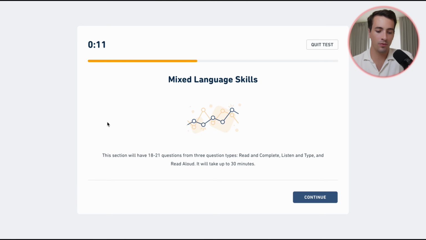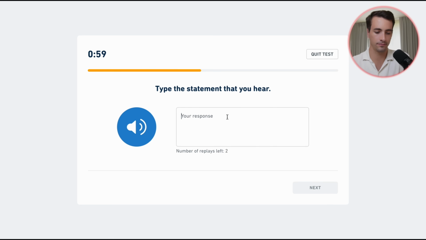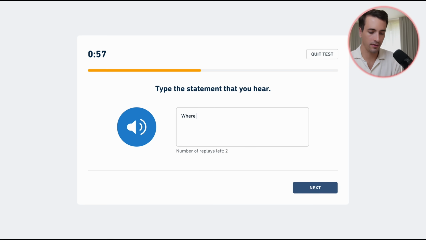All right, so now we move on to reading complete, listen and type, and read aloud in the mixed language skills section number 3. So those 3 question types are going to be mixed together in a random order. Where did you splash them? So the key thing with this one is it's a question. So you need to end with a question mark. All right, punctuation is important for these.